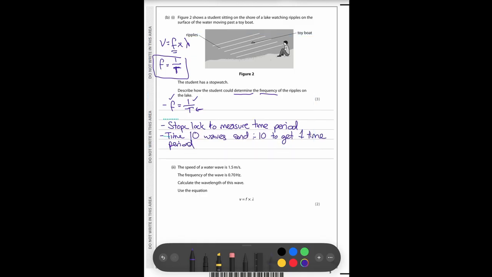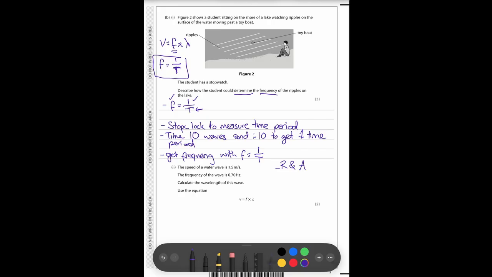And then after I've done that, I know that I can put that in the formula, so get frequency with f equals 1 over t. And then I'm always going to say repeat and take an average. I won't write out in full, but in the exam, obviously, you have to write out in full. So I'm just going to say repeat and take an average for every single practical question that I've got, just to play it safe.